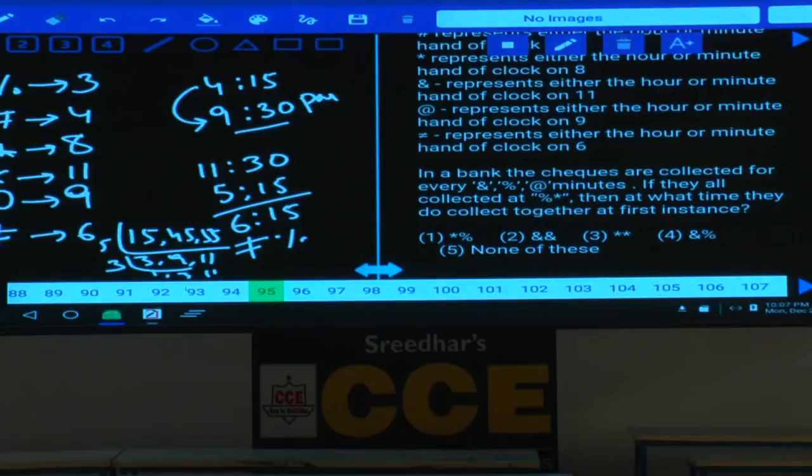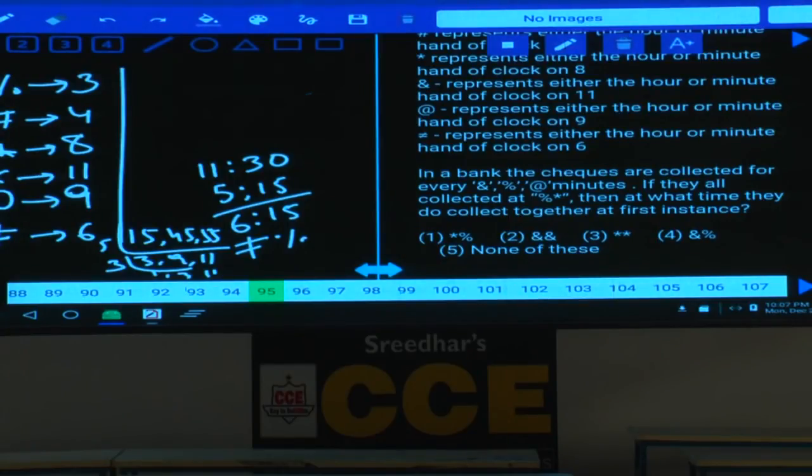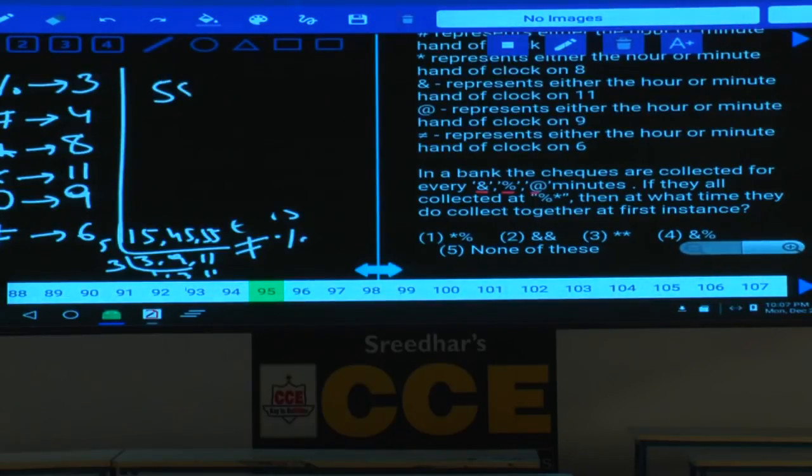Now in a bank the checks are collected at what time? The first one is collected for every n. n stands for 11, which is 11 into 5, 55 minutes. Now n, percentage and at the rate of. n stands for 11, 11 into 5 is 55 minutes. The next one, percentage, stands for 3. 3 into 5 is 15. And the next one, at the rate of, is 9. 9 into 5 is 45.